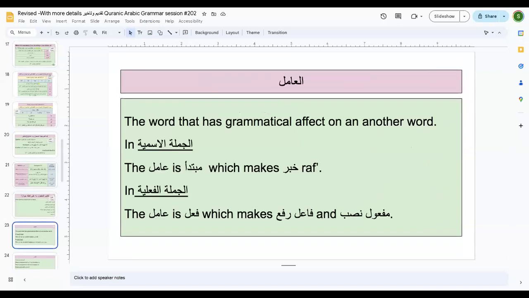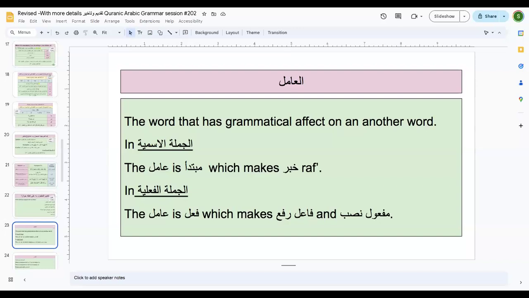Just something small. In any jumla, when you are looking at a sentence, the amil for jumlatul ismiya is the mubtada, which makes your khabar rafin status. In the case of jumlatul failya, the amil is the fail, that makes the fail rafa, and that makes your maful bihi nasbin status.